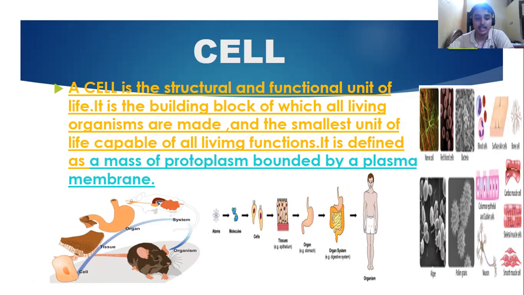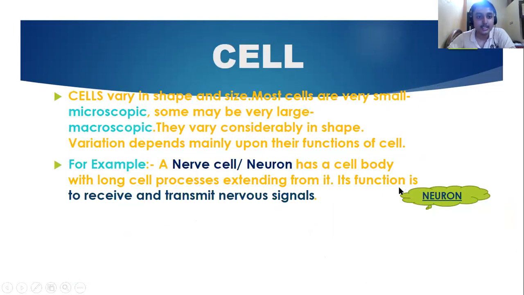Structure, because the cell has its own structure, and the structures are for their particular functions. For example, neurons are elongated to transfer the nerve impulse. Then epithelial cells are columnar or lined to help in absorption. Different functions. Cells vary in shape and size. Most of the cells are very small, microscopic. Some may be very large or macroscopic. They vary considerably in shape. Variation depends mainly upon the function of the cell.